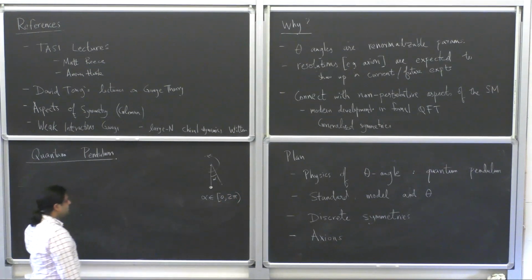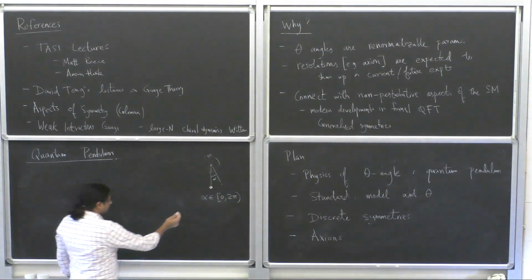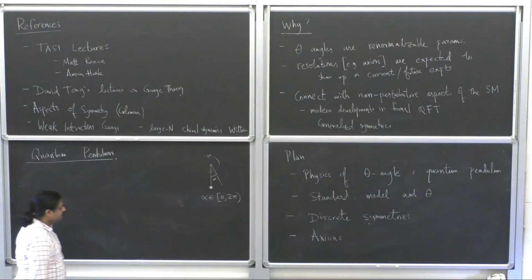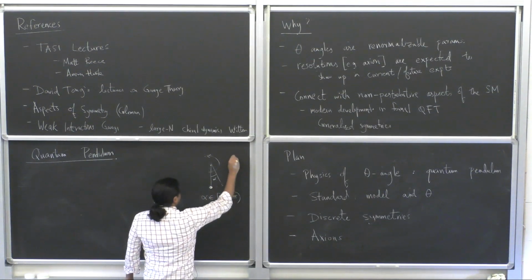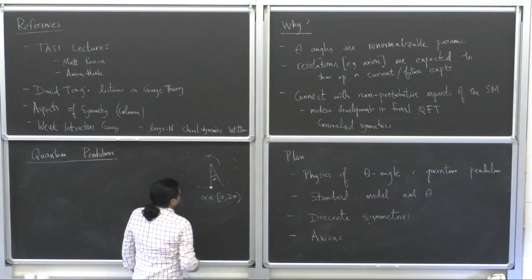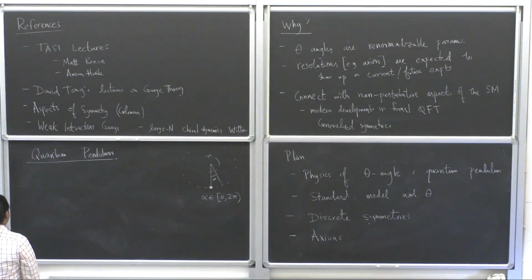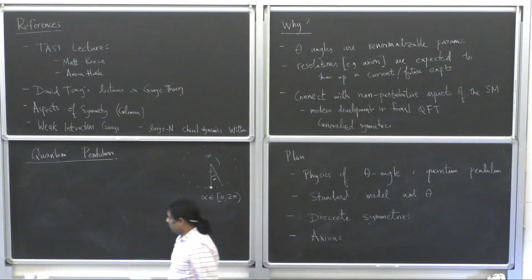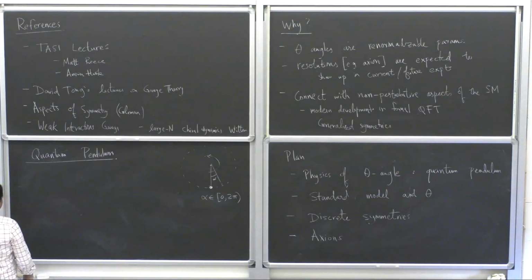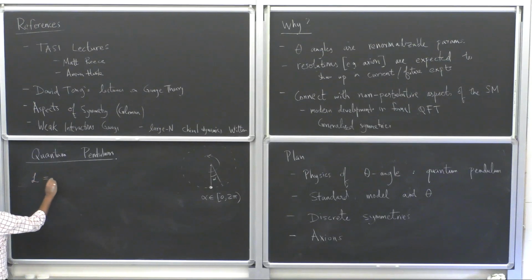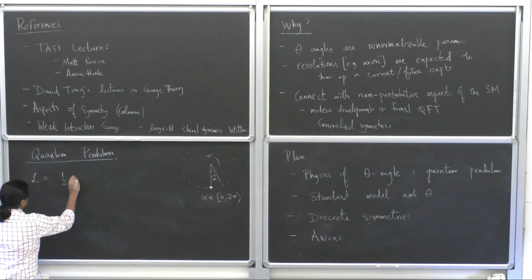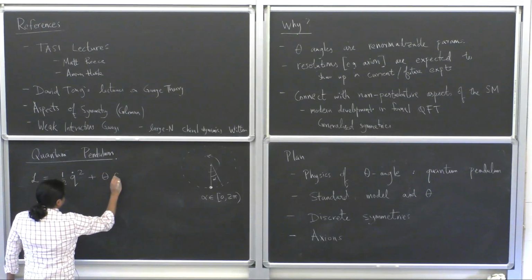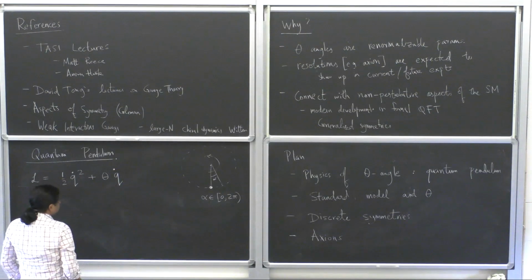In other guises, this problem is also known as a particle on a circle, because if you think about this pendulum bob, it is constrained to move on a circle. So you'll often see this system described as a particle on a circle. Okay, and classically, I hope everybody's seen how the pendulum goes. Quantum mechanically, we can write the Lagrangian for the system, which looks something like this.